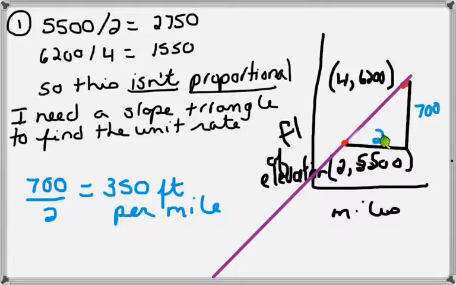Then I figured out how much the change in the rise is. The rise is going up and down. And it started at 5,500, and now it's up to 6,200, and that's a change of 700. Then I figured out what the change in the run is, this part of the slope triangle, and it started at 2, and it went to 4, and therefore this is 2. Then I divide the change in y by the change in x, or the rise divided by the run. And 700 divided by 2 is 350. That means that the elevation increases 350 feet per mile.